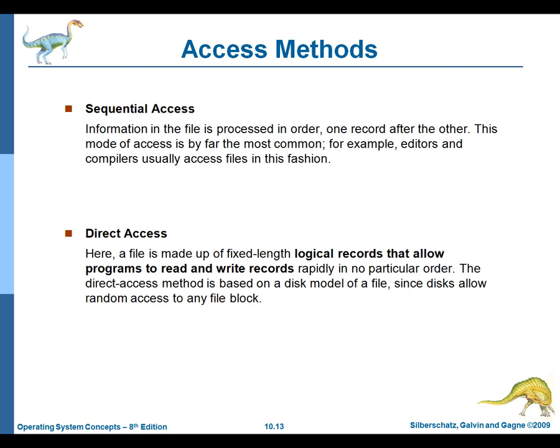Again, considering the example of the book, in direct access this is a book which has page numbers as well. So if you want to access any particular information, you can directly access it by referring to the page number. Directly you can turn to that page number and access the information. The direct access method is based on a disk model of a file. Since a disk allows random access to any file block, this is having a disk model.